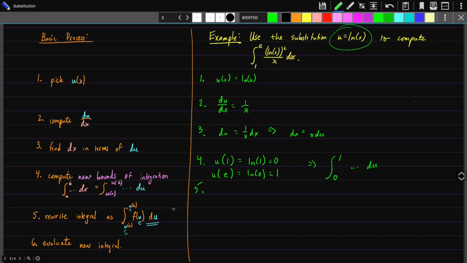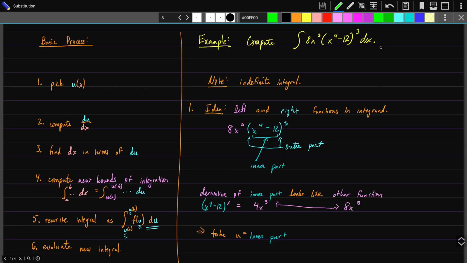The next step is I want to rewrite my integral all in terms of u. So what that's going to give me is the integral from 0 to 1 of u squared, because ln of x is u, and I've got ln of x squared, over x times dx, and dx is x du, and lo and behold, that x there and that x there cancel each other out, so indeed my integral is just in terms of u. So I've got the integral from 0 to 1 of u squared du, and the last step is to finish evaluating this. So an antiderivative is u to the third over 3, and we're going to evaluate that at 0 and 1 to get 1 over 3.